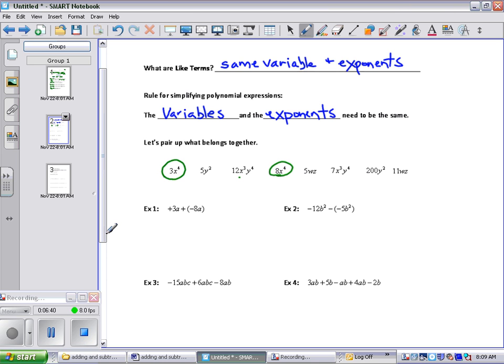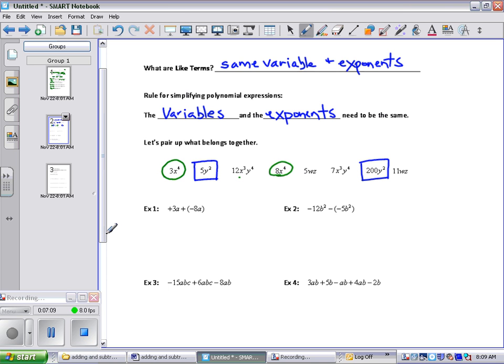Now let's put a box around my 5y2. I'm looking for something else that has the same variable and exponent. So I need a y2 somewhere. It doesn't matter what number's in front of it, but it's got to have a y2. It can't have anything else other than a y2. So where did you find it? Put a box around it. If you're putting a box around 200, you are right.